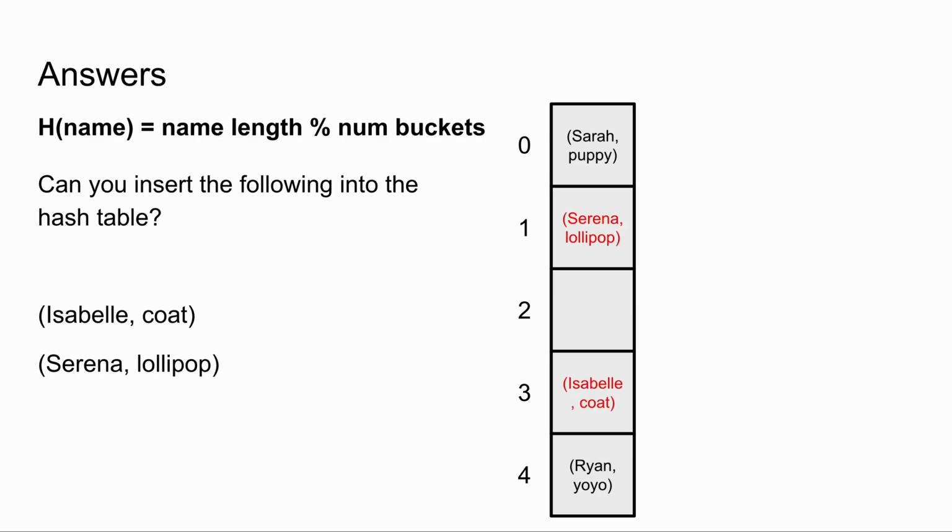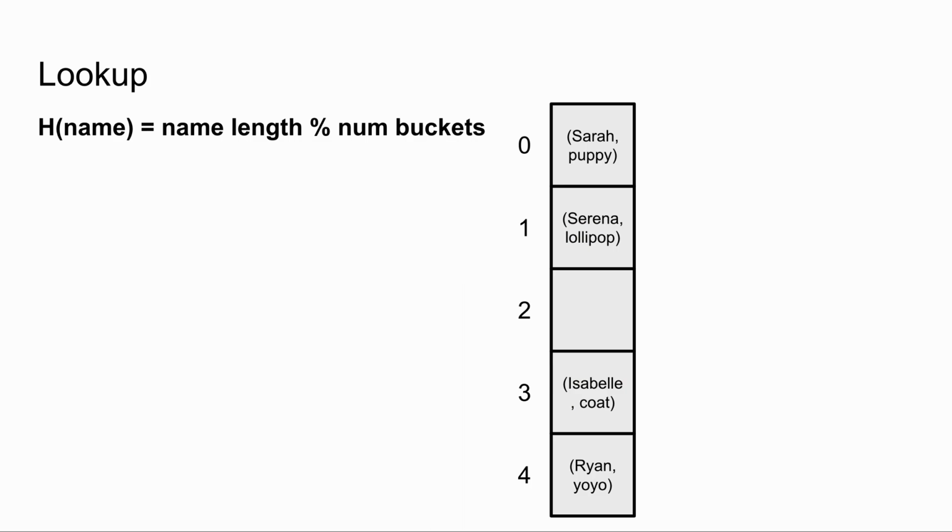Here are the answers. Isabel has 8 letters, which means it hashes to 3, so the pair Isabel Coat goes in bucket 3. Serena has 6 letters, which means it hashes to 1, so the pair Serena Lollipop goes in bucket 1. Now I'll give you a brief demonstration of lookup.